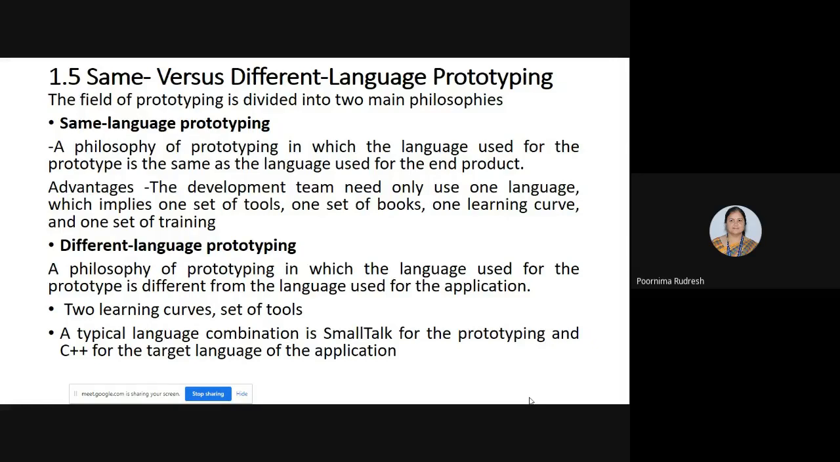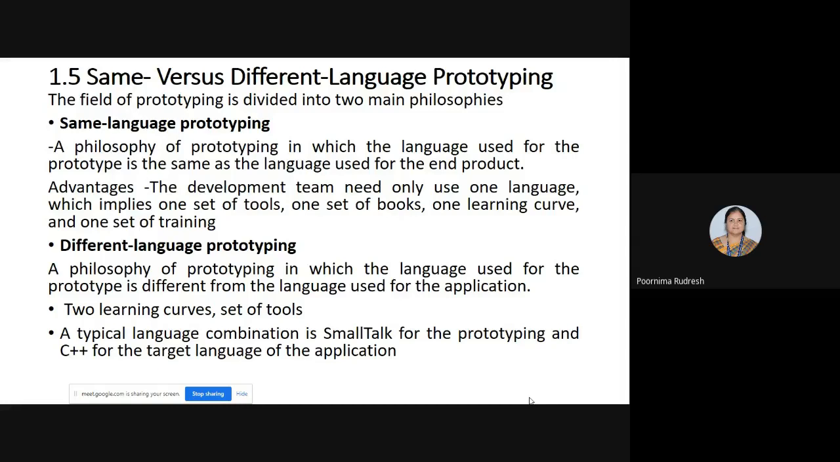But the major disadvantage of same language prototyping is that whenever the developers are writing the code, they may write the code in a garbage manner. That means they write garbage code that leads to a lack of efficiency, robustness, or extensibility. Understood? Here you know the advantage, right? What is the advantage of same language prototyping? The advantage is that we can make use of the same set of tools, same set of books, and the same sort of training can be given for the prototyping team and for the development team.